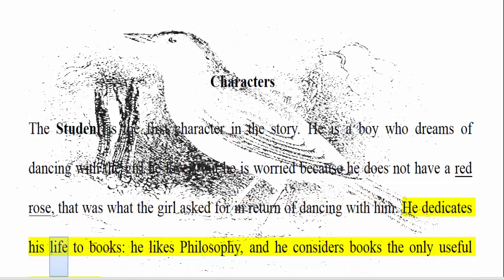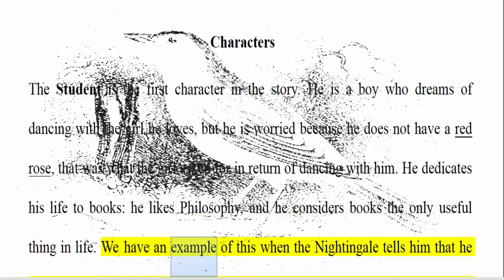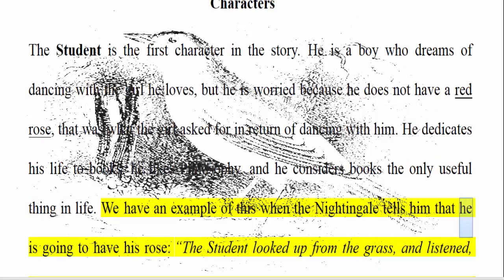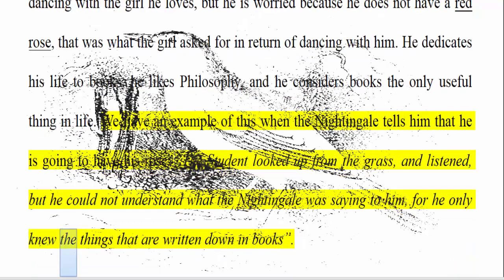He dedicates his life to books, he likes philosophy, and he considers books the only useful thing in life. We have an example of this when the nightingale tells him that he is going to have his rose. The student looked up from the grass, and listened, but he could not understand what the nightingale was saying to him, for he only knew the things that are written down in books.